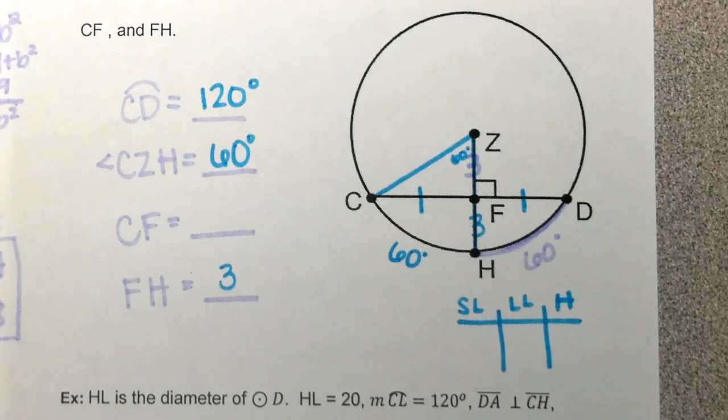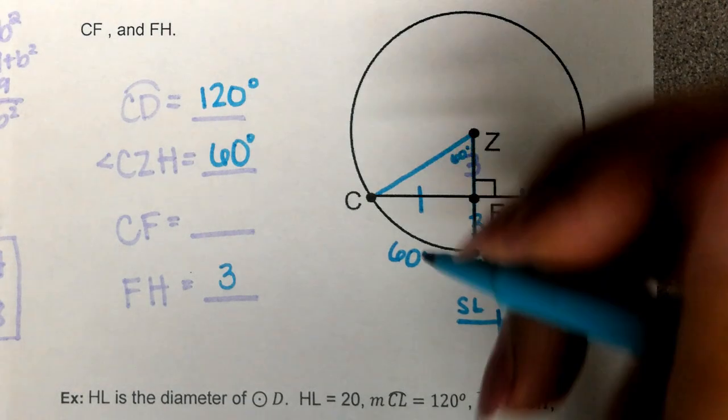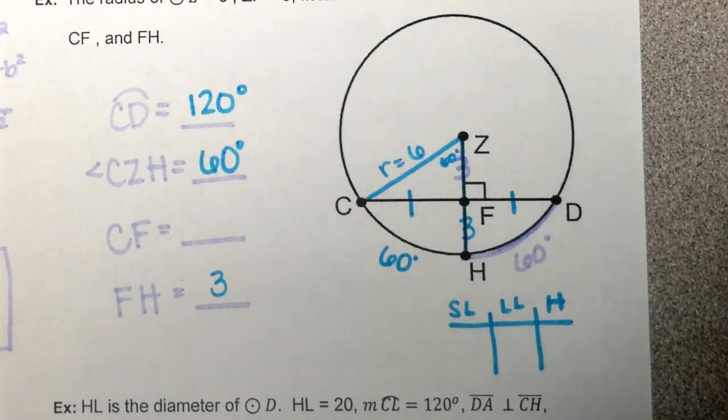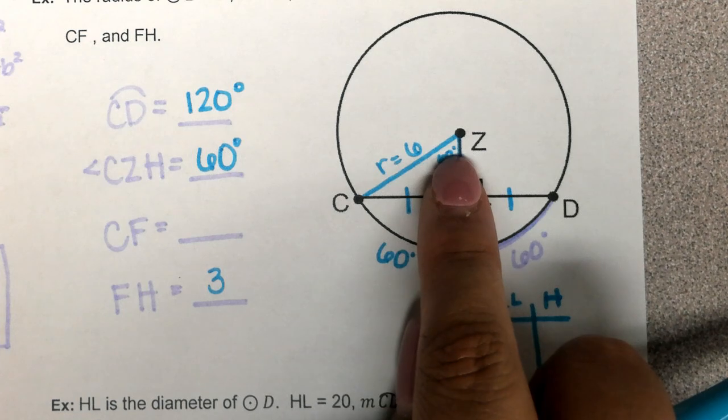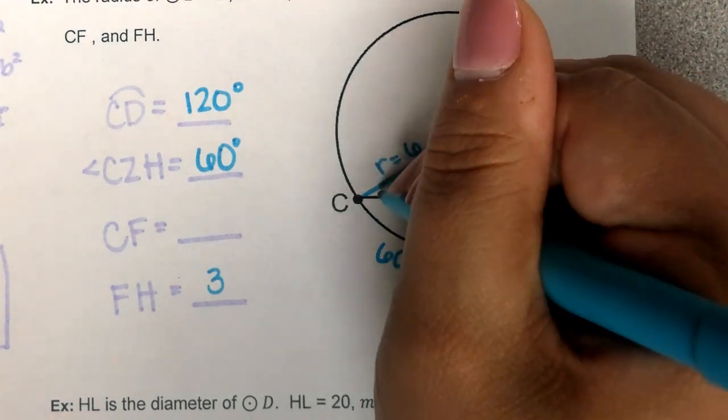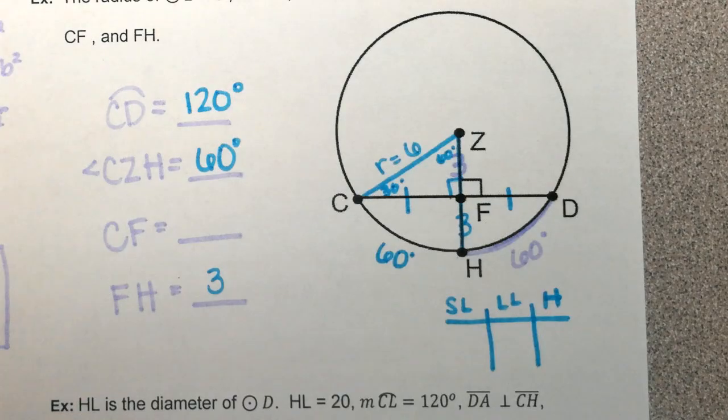By the way, what's CZ? Do y'all agree CZ is a radius? So it's 6. Wait, where do you find the 30? Do you agree that's 60? Yeah. What do we know this is? 90. So what do we know this has to be? 30. Yep, good question. So what do I have in this triangle?